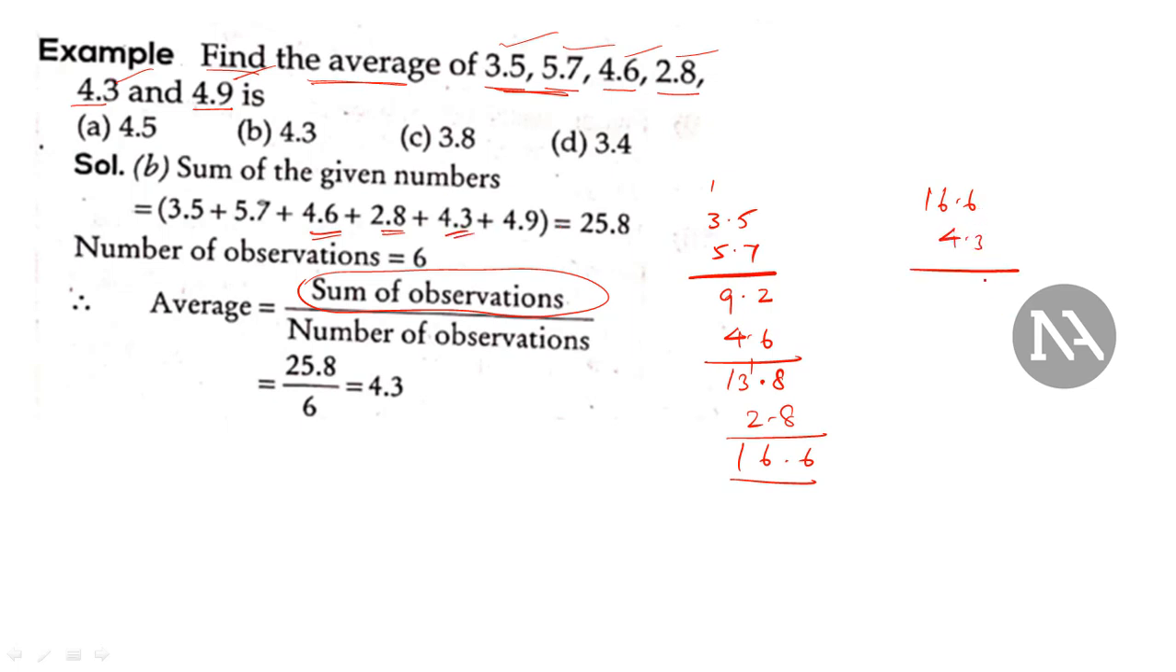Then the next data, 4.3, I have to add. 6 plus 3 is 9. Then 4 plus 6 plus 4 is 14, carry 1, that is 20.9. The next and final data is 4.9. 9 plus 9 is 18. Carry 1. 1 plus 4 is 5. Then no carry, 25. So 25.8. This is the sum of observations, to be divided by the number of data.